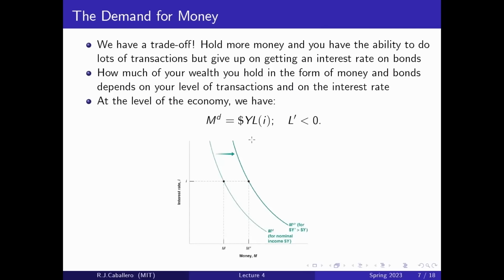The second point to highlight is that, while in most places we use Y, here I'm using $Y, nominal Y. Why do you think that is? Why don't I just put real GDP there rather than nominal GDP? Is it a typo?